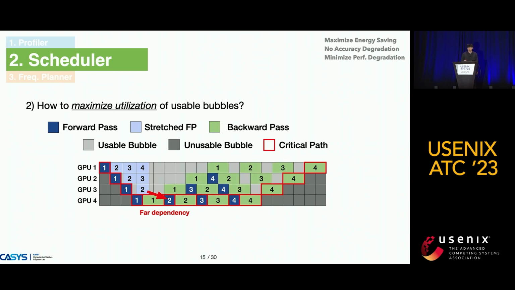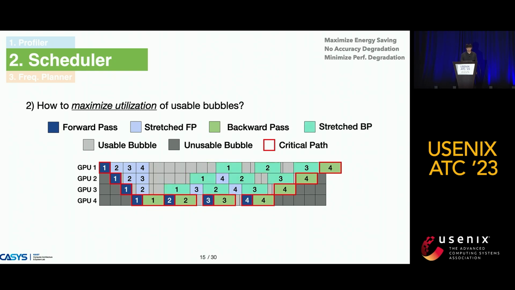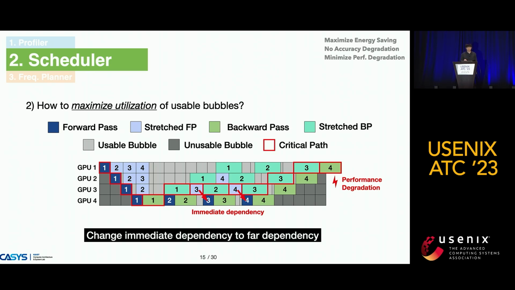Now, let's stretch the FP and BP units at the back inside the envelope. Stretching these units comes at a cost of performance degradation. The critical path changed, and it is now not the outer envelope. There are two reasons for the performance degradation. First, there is immediate dependency between units on GPU3 and GPU4. Stretching these units on GPU3 delays the units on the envelope. We need to change the immediate dependency to far dependency with units on the envelope as much as possible to make the best out of bubbles.